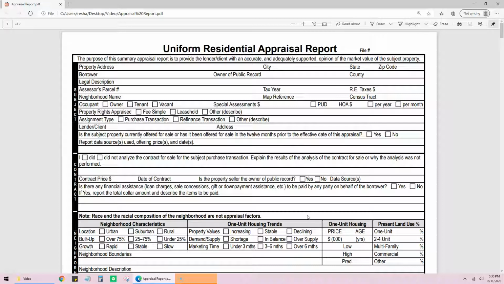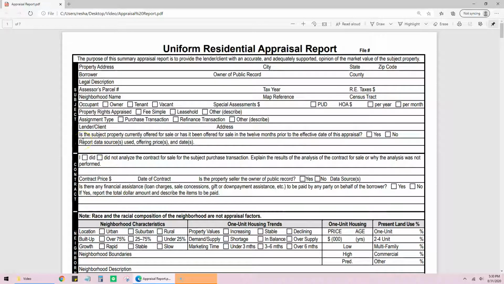So the first section is about the subject property, which would be the property that you intend to purchase. So it's the property address, your name, the owner that currently lives there, the county, the legal description, and so on and so forth. Is the property occupied? What type of property rights are at the property? What is the lender and client and their address?